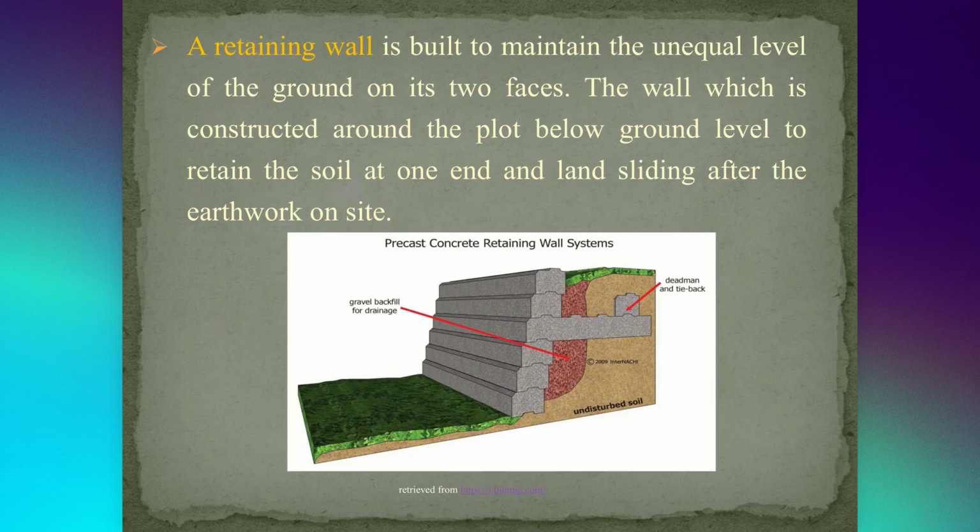A retaining wall is built to maintain the unequal level of the ground on its two faces. The wall, which is constructed around the pit below ground level to retain the soil at one end and prevent land sliding after the earthquake on site.